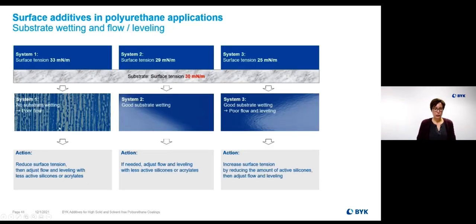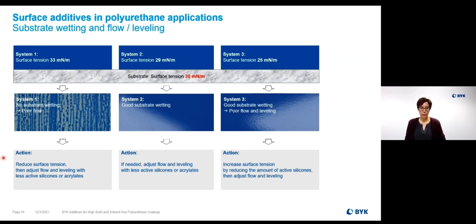I want to show this to you in three examples. So we have three systems, and we have one substrate. And the substrate always has a surface tension of 30 millinewton per meter. System 1, the surface tension of the coating is 33 millinewton per meter. What does it mean for our final application? Since the surface tension of the substrate is lower, we have no substrate wetting. You see the stripes here, and you still see the substrate. And we have a poor flow.